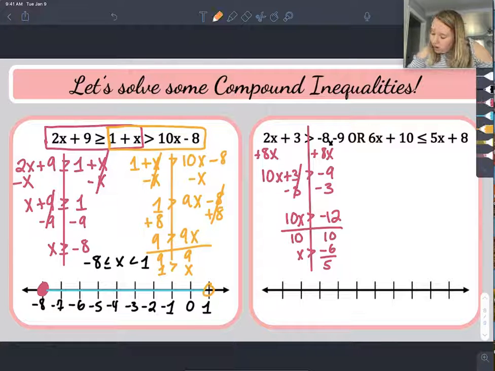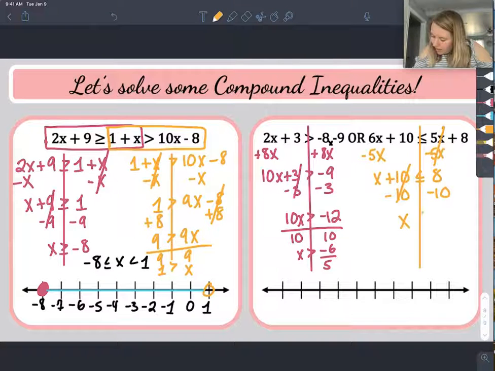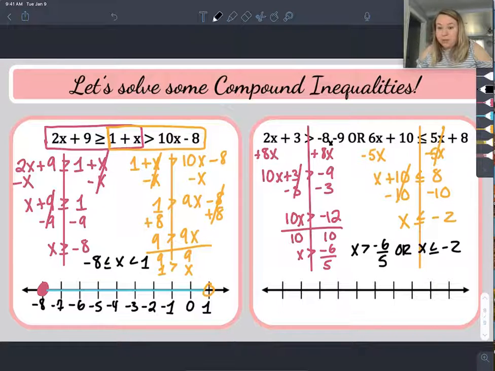Then for the one on the right, same process, draw my line, and now I'm going to solve. I'm going to start with subtracting 5x first. The 5x's cancel. I'm left with 1x plus 10 is less than or equal to 8. Subtract 10 on both sides. The 10's cancel, and x is less than or equal to negative 2. So I could go back and rewrite this as x is greater than negative 6/5, or x is less than or equal to negative 2.